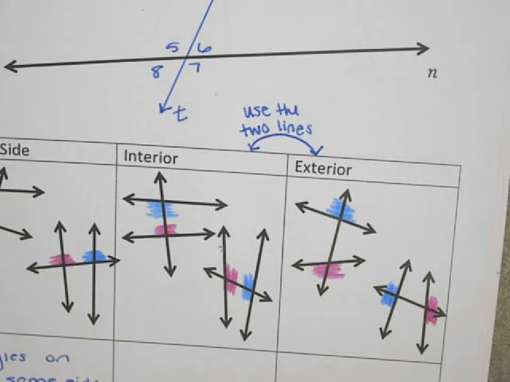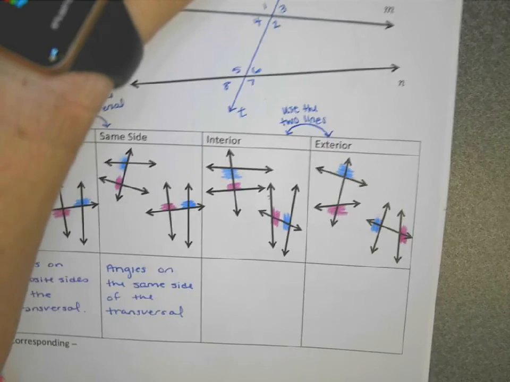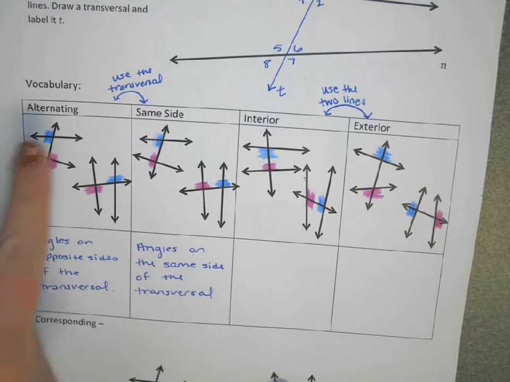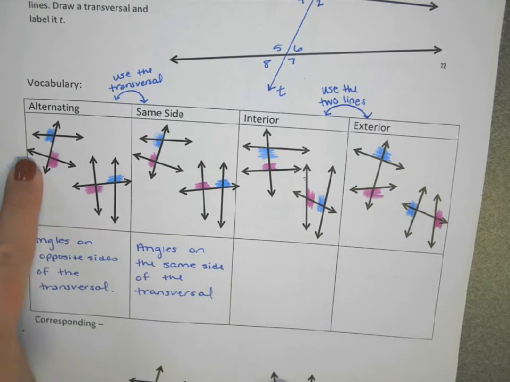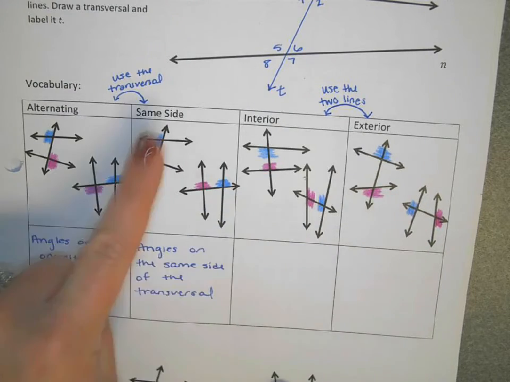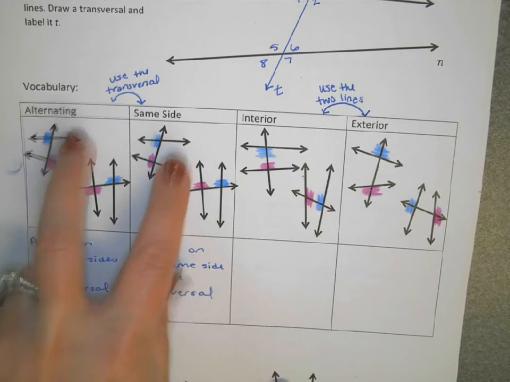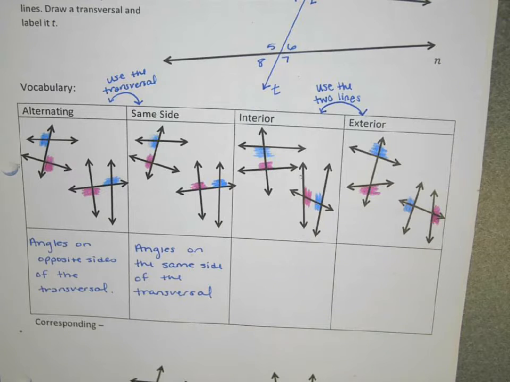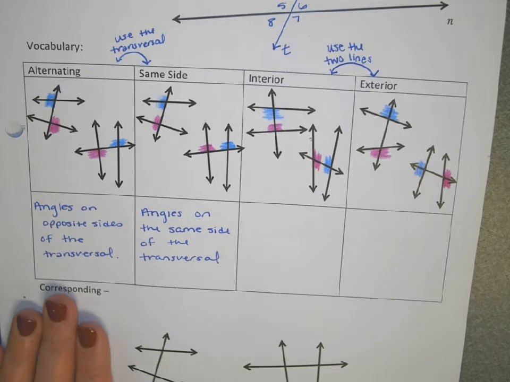Okay. There is a 5th word that's not up there. If we use these 4 words, we'll use like alternating interior or alternating exterior or same side interior or same side exterior. We use one of these words and one of these words and combine them to figure out what 2 angles we're talking about. Okay? Corresponding angles is only one word that we use. We don't combine it with anything else.